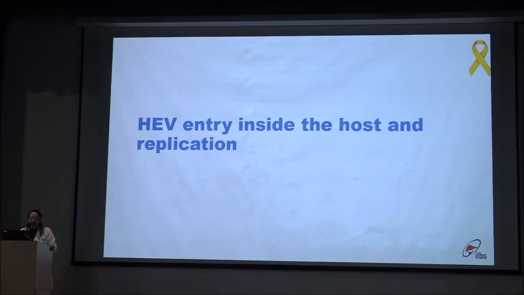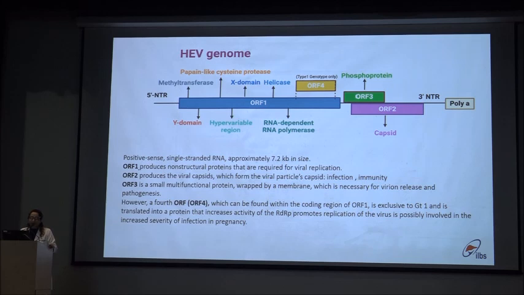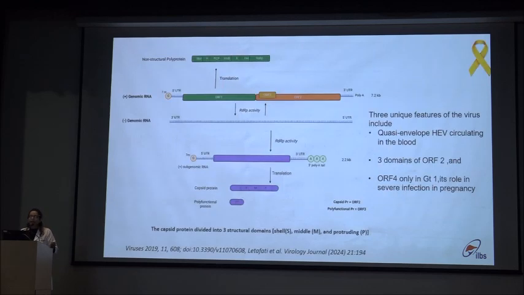Now, coming to the topic: how it enters the host and its replication. Before going into this, I would like to describe the characteristic features of the viral structure. It is a 7.2 kb single-stranded positive-sense RNA virus. The important regions are ORF1, 2, and 3. These are the open reading frames which form the proteins. ORF4 was recently found to be associated with ORF1 in genotype 1, and it is incorporated inside it. This has an effect on active viral replication, especially in pregnant females.